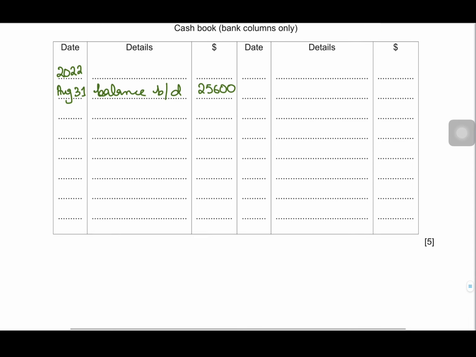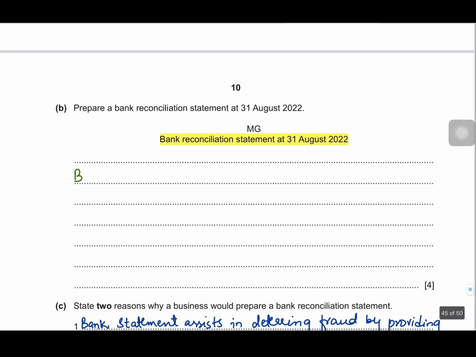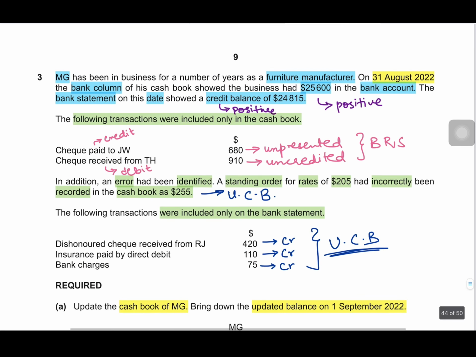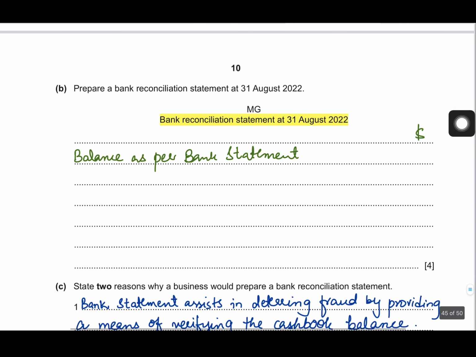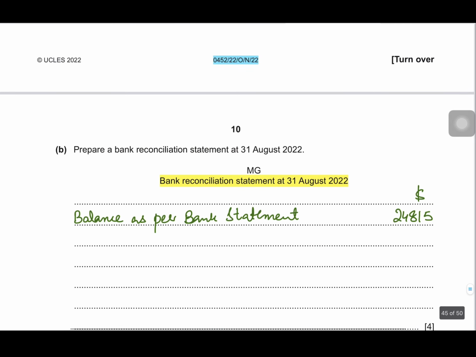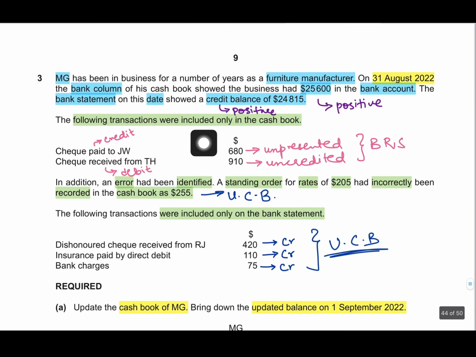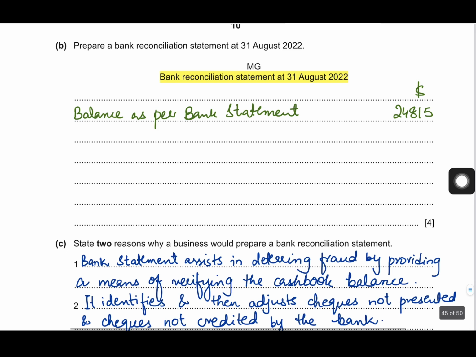Now the same we will do in the bank reconciliation statement as well, that is balance as per bank statement, and it is a positive balance, which is 24,815. Okay, balance as per bank statement 24,815. Now the adjustments, the first one is existing only in the cash book, so they will require adjustment in the bank reconciliation statement. An unpresented cheque will be subtracted, 680, and uncredited deposit 910 will be added. So let's write these two in the bank reconciliation statement.